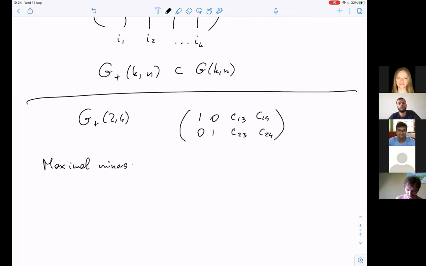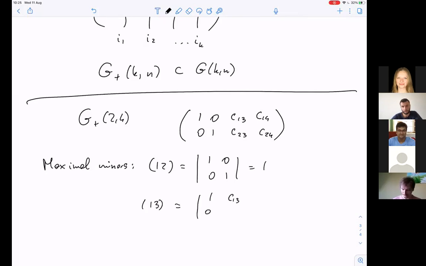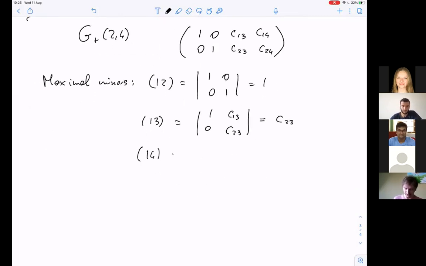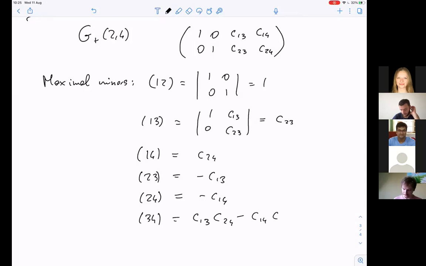minors of this matrix. So what are maximal minors? I will label them by their columns. If I take columns 1, 2, then the minor is just 1. I can take 1, 3, so that's 1, 0, C13, C23, that's C23. And I can continue like that. Okay, so 1, 4 is C24, 2, 3 is minus C13, 2, 4 is minus C14, and then 3, 4 is C13 C24 minus C14 C23.